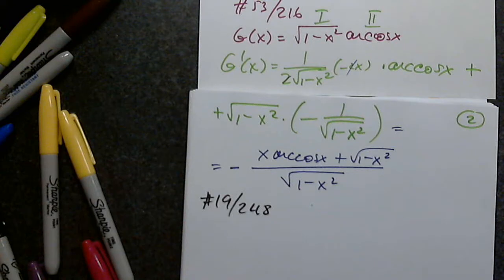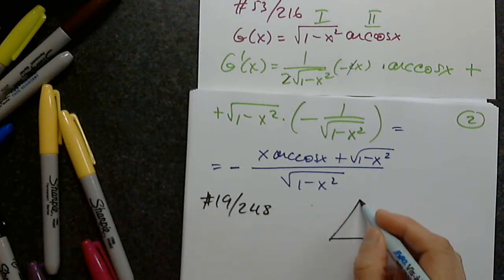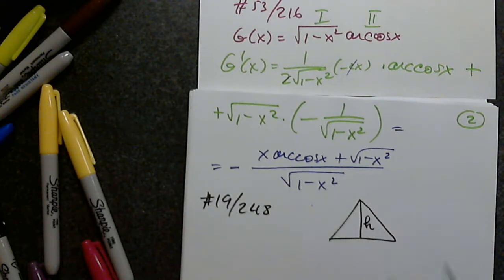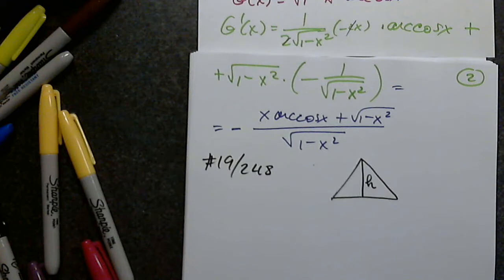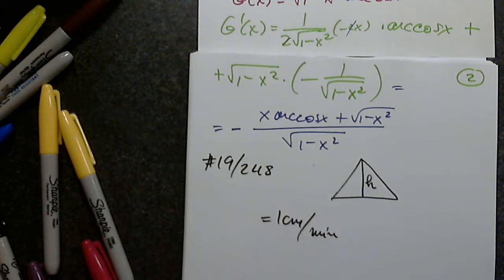The altitude of a triangle is increasing at a rate of, okay, it's increasing at a rate of 1 centimeter per minute. What does this represent?